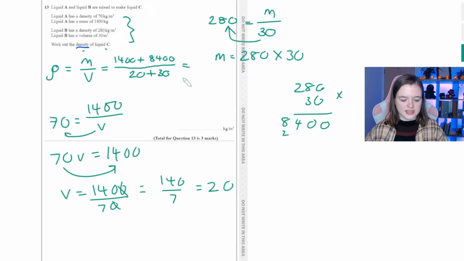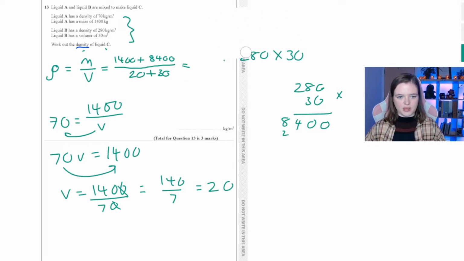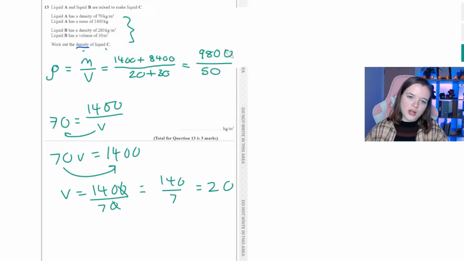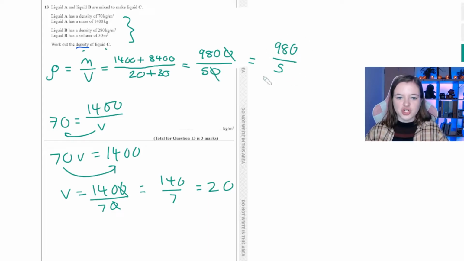Then let's figure this out. I'm going to get rid of some of this stuff so we've got a bit more space. Don't mind me while I rub this out. Gone. Okie dokie. I'm going to do 1400 plus 8400, it's going to be 9,800. Add on 20 plus 30, that is 50. Non-calculator paper, so I'm going to do 9800 divided by 50, which is 980 over 5.